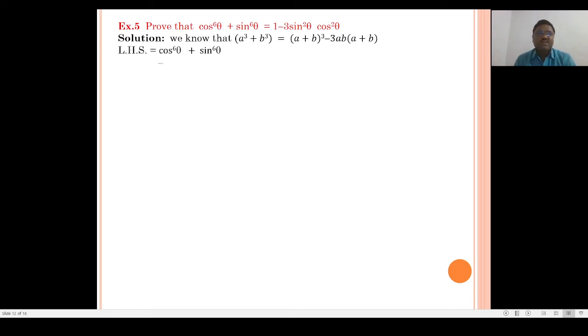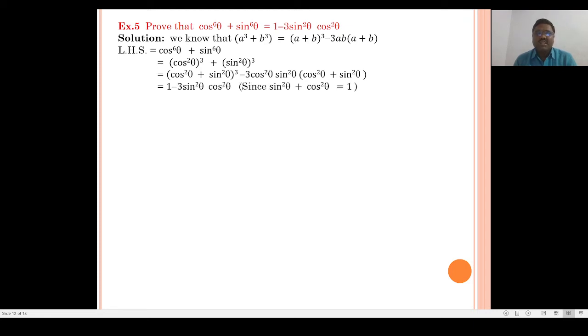So LHS equals to, so using this formula we write down cos square theta cube plus sin square theta cube. So use here a cube plus b cube. So we get a plus b bracket cube minus 3 times a square b square into bracket a plus b. So we get 1 minus 3 sin square theta cos square theta, because sin square theta plus cos square theta equals to 1. RHS.